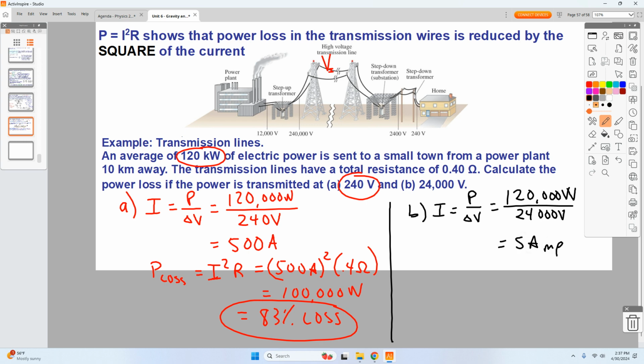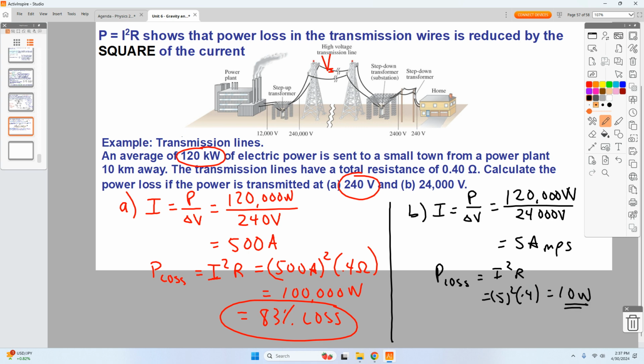Is that correct? It's only 5 amperes of current? Not 500 amps, 5 amps. And I'm squaring that. It's a really small value. So that's a key takeaway from that. When I go through and do P loss, I'm taking I squared R, 5 squared times 0.4. What is that, 10 watts?